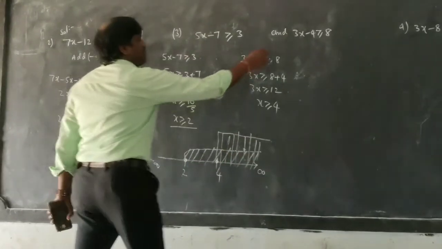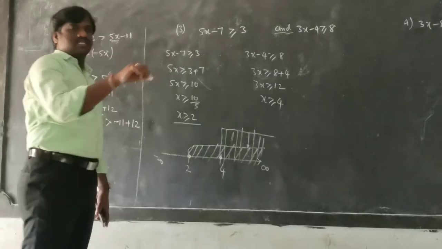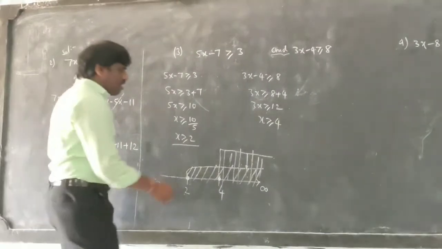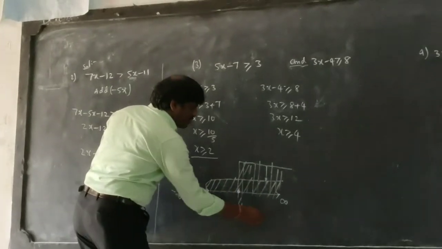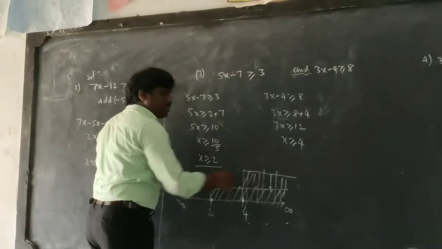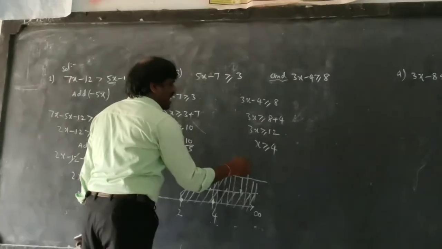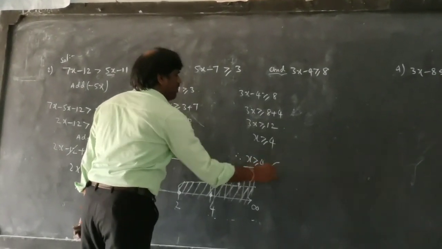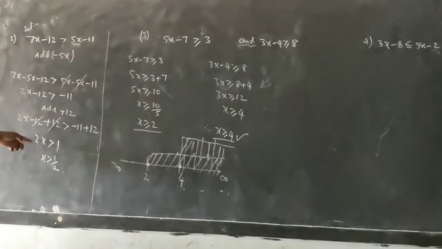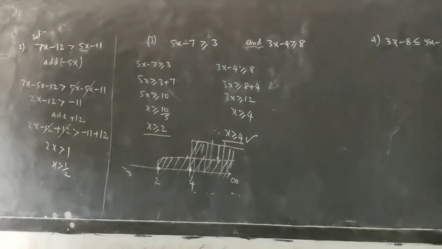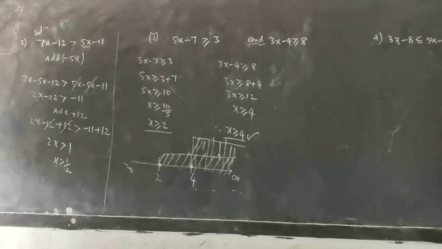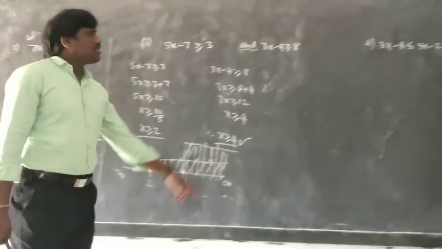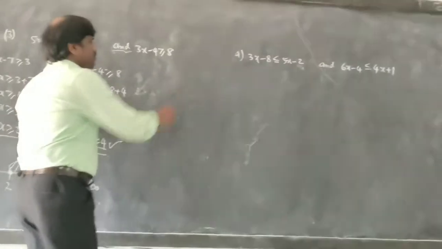So whenever you have and, then you have to do intersection, means the common part of both. Where is the common part here? X greater than 4 is the common part, the mesh region. So the final answer is x greater than or equal to 4. Here you understood x greater than or equal to 4. Any doubts in this? Correct? Now let us go for question number 4.